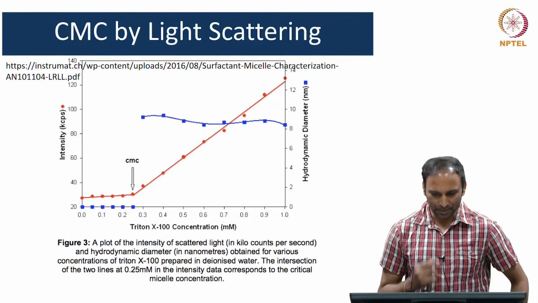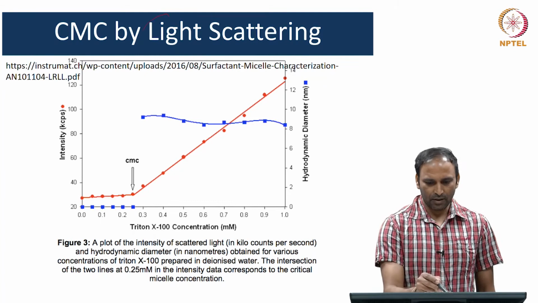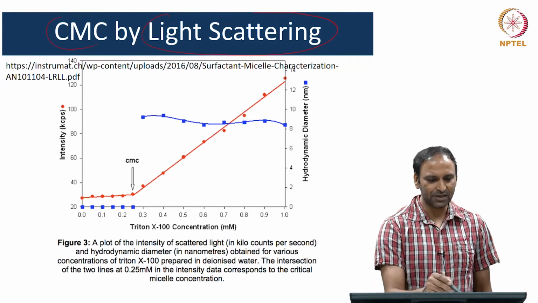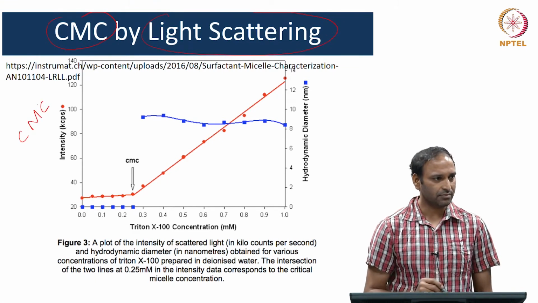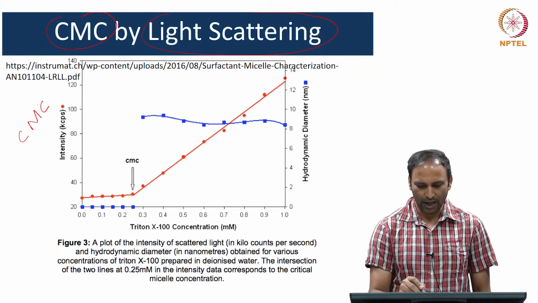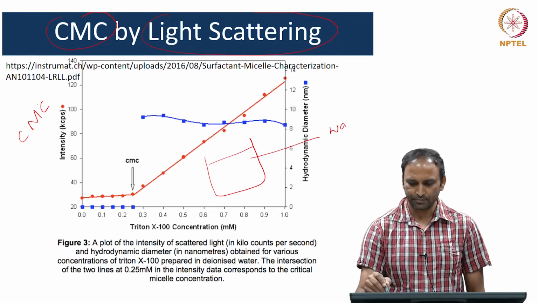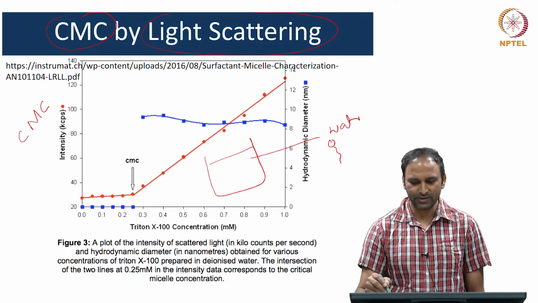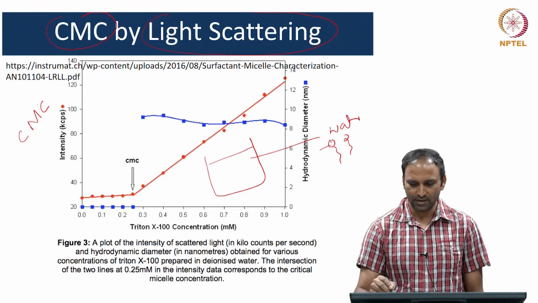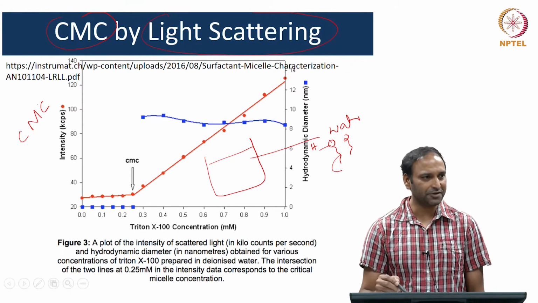I have a couple more examples. This is using light scattering to measure what is called a CMC, critical micellar concentration. Typically what happens is, if I have, say for example, water, and I add surfactant molecules, which are represented something like this, that is the head group or the hydrophilic part, and that is the tail group or the hydrophobic part.